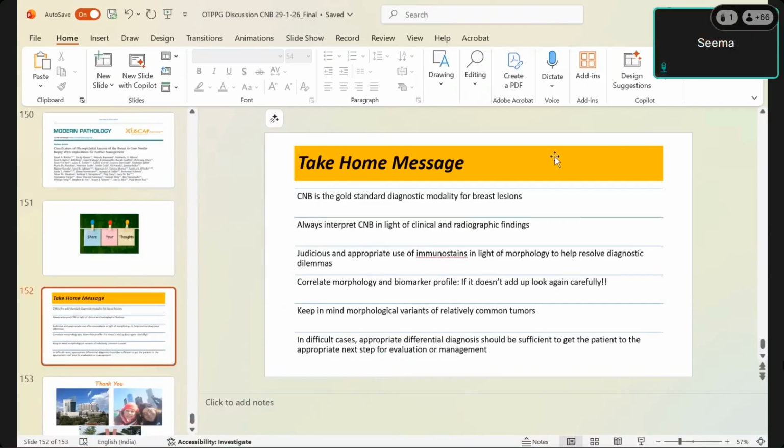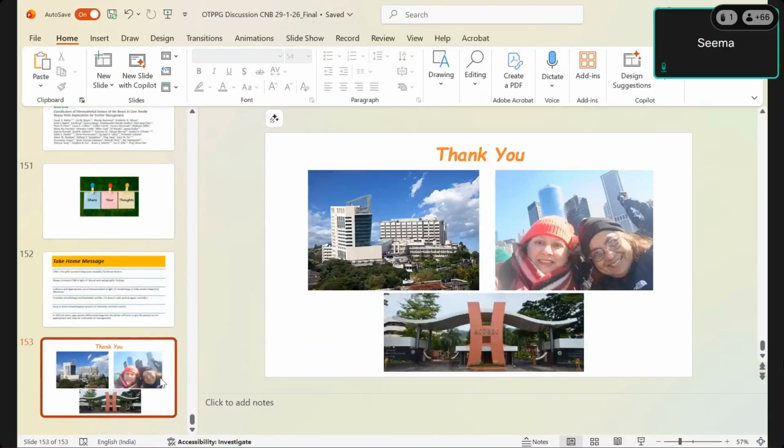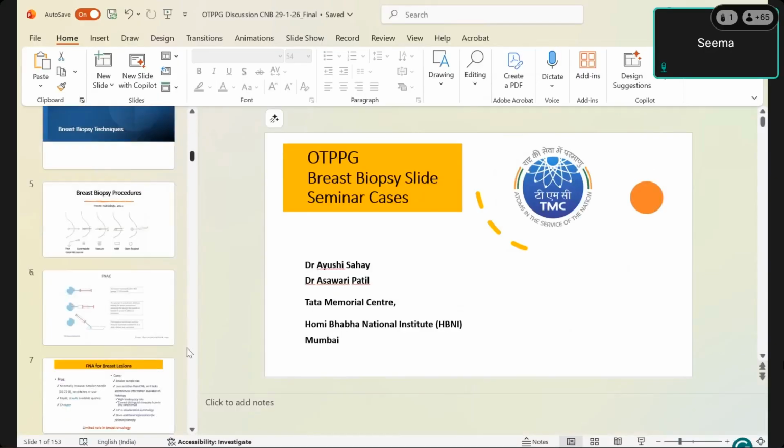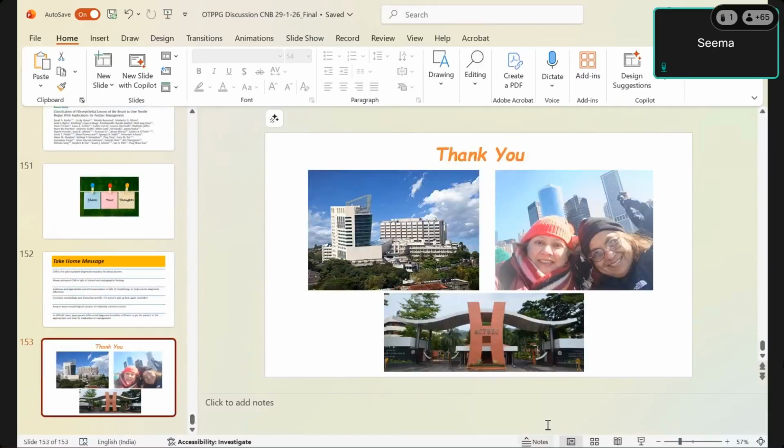I would like to stress that it is very important that we have a correlation between the clinical presentation, radiological finding, and the histopathological report. That correlation has to be made. And if there is any doubt, please discuss with your colleague before you finally make the diagnosis.